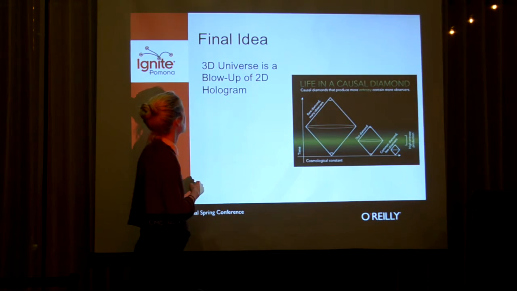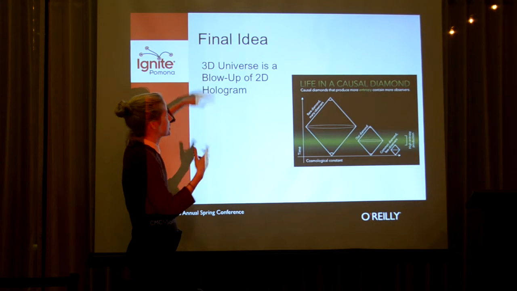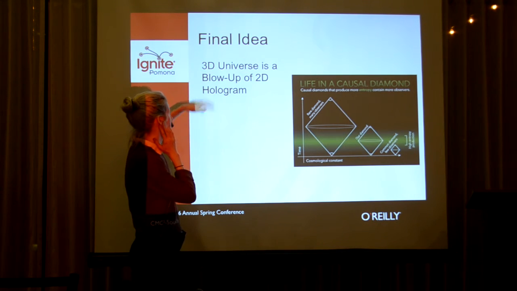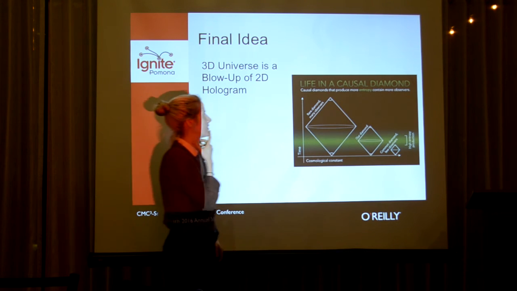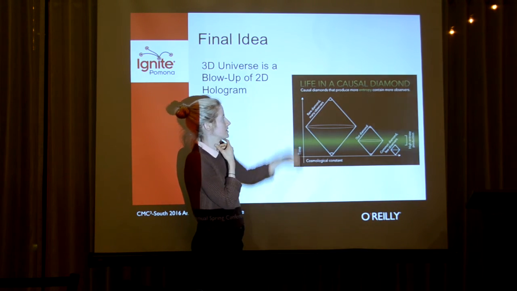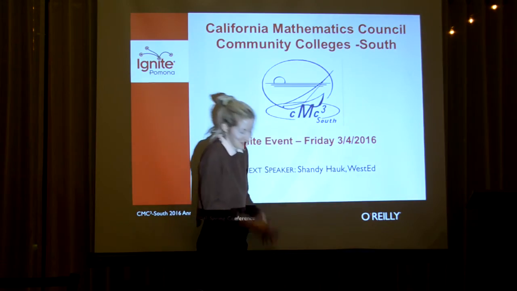And then at the end, wow, what is it? I'm trying to get there in order to believe that the 3D universe is a globe with a 2D hologram. It's pretty rad. And they also call it that we're living in a causal diamond. So yay, thank you. Wow.